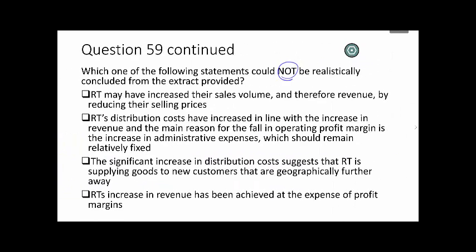So if we go back to these statements now, then we should be able to identify the one which is not particularly realistic, and it's this one here, that the distribution costs have increased in line with the increase in revenue. We've just proved that they haven't. So regardless of what the rest of that statement is, those distribution costs have actually increased more than revenue has. So in this case, that's the one which would not be a realistic conclusion.